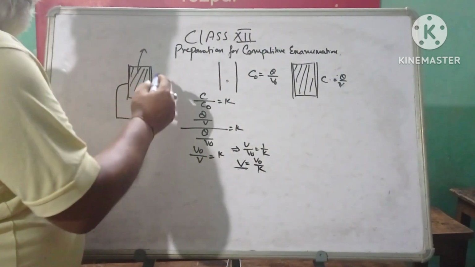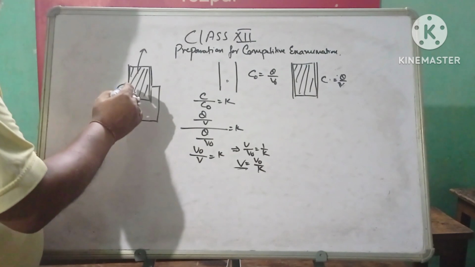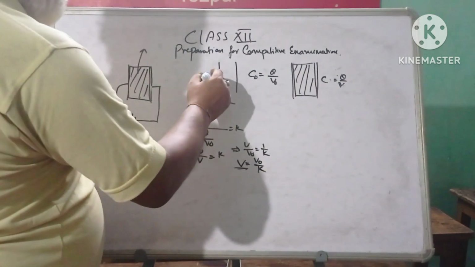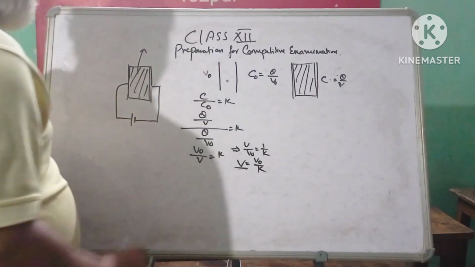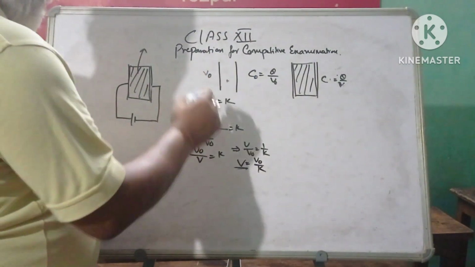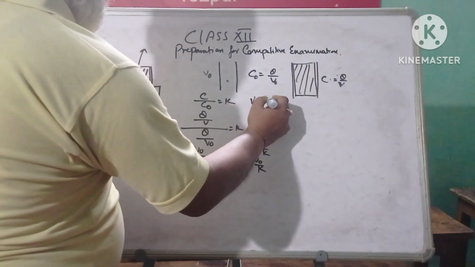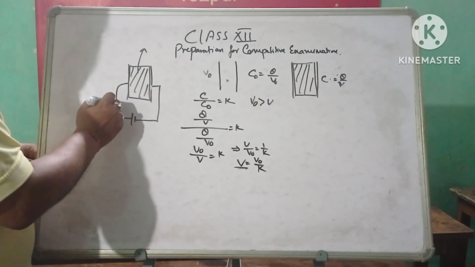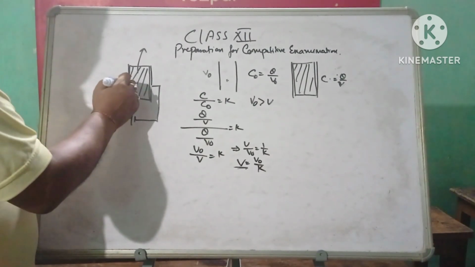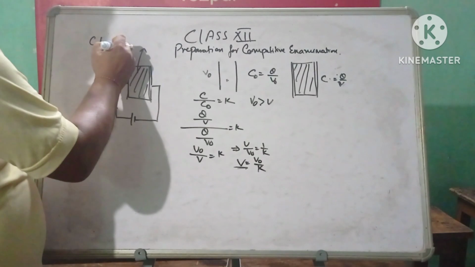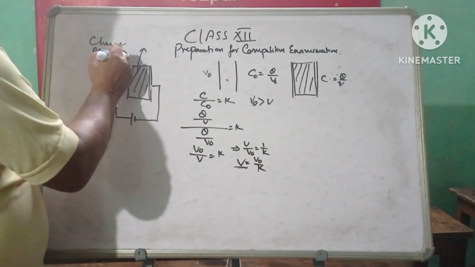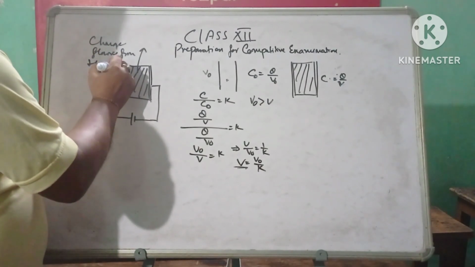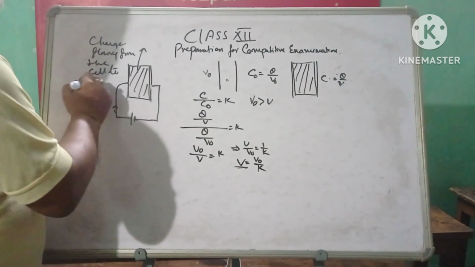So when you remove this, it will try to reach its original potential difference V0. Because V0 is greater than V, what will happen? When you remove this dielectric, charge will start flowing from the cell to the capacitor.